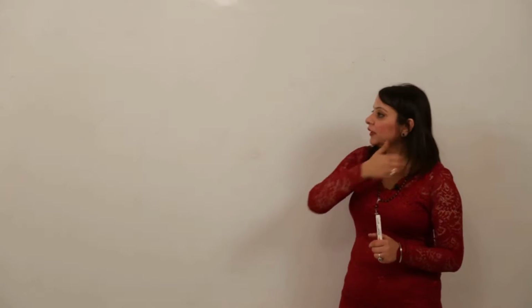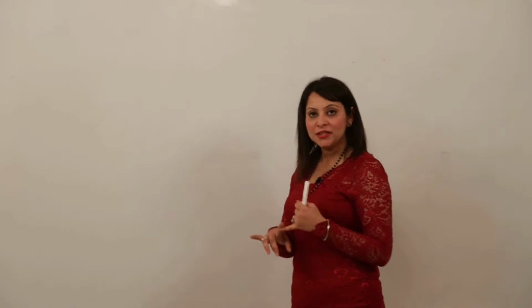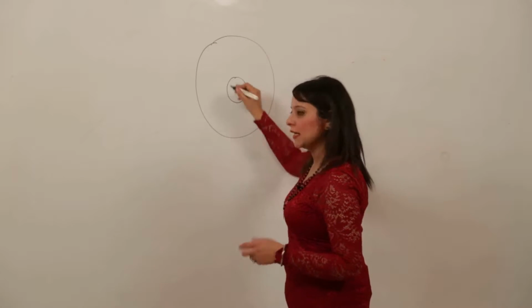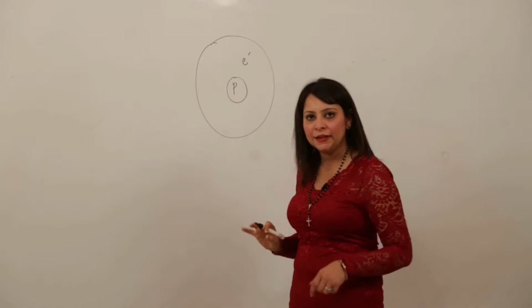Now we are taking up the third discovery, that is the discovery of the neutron. After the electron was discovered, and similarly the proton was discovered, it was found that the atom consists of a nucleus, as we all know, and in the nucleus there is proton and outside there is electron, right.